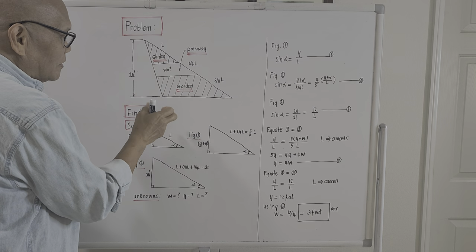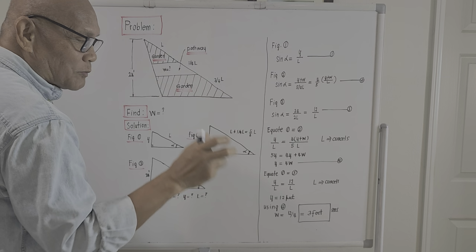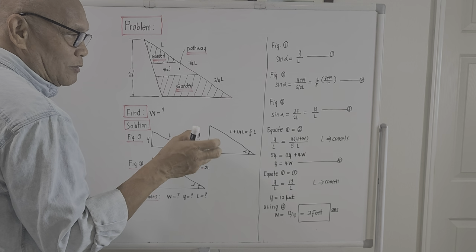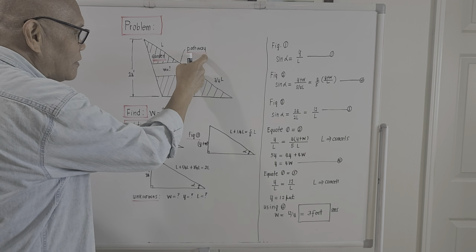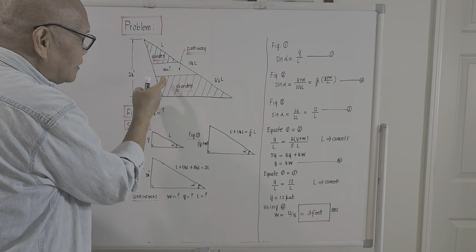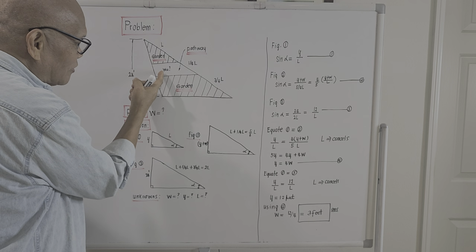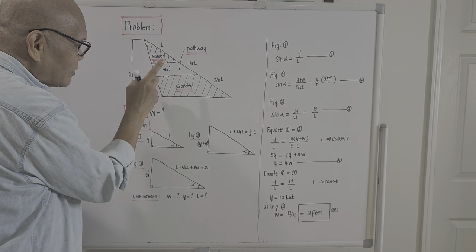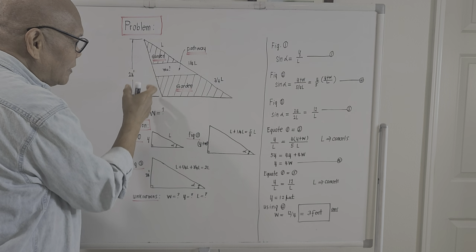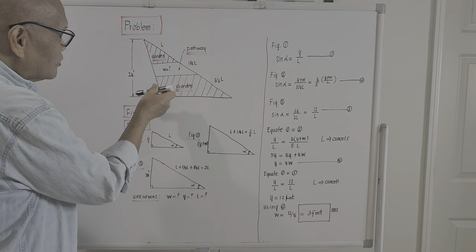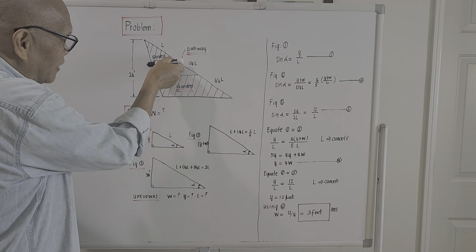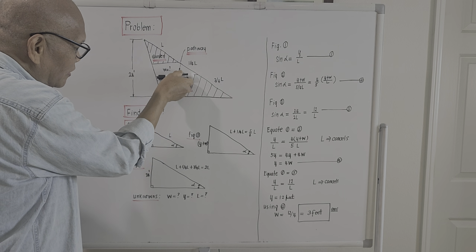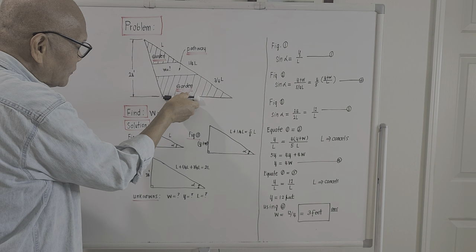At the middle, a certain owner of this lot likes to construct a pathway. And the width of the pathway is just W. She's looking for the width W. With the given condition, this line here is parallel with the base, and this line here is also parallel with the base.